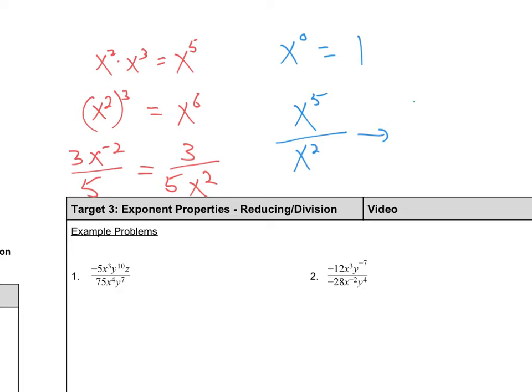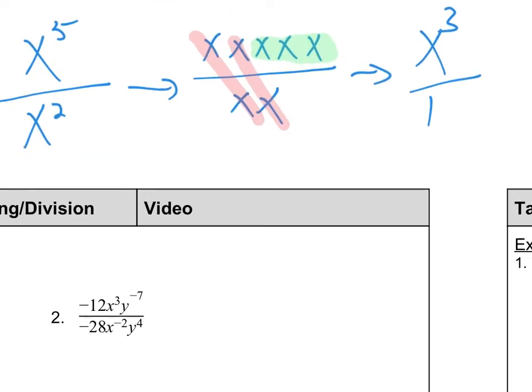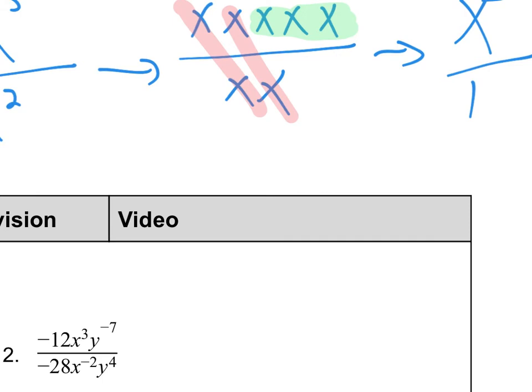And the reason this works is if I had x to the 5th, that's really 5 x's being multiplied together. Down below I'd have x squared, which is 2 x's. If I were to cancel things out, I can cancel an x with an x, another x with an x, and I'm left with these 3 x's up top. So I'm left with x to the 3rd power. And then there's nothing down below, so I just put a 1 there. This can also work with exponents in the denominator as well.